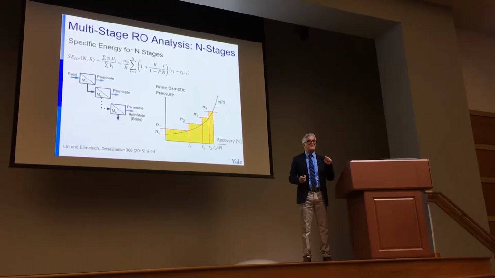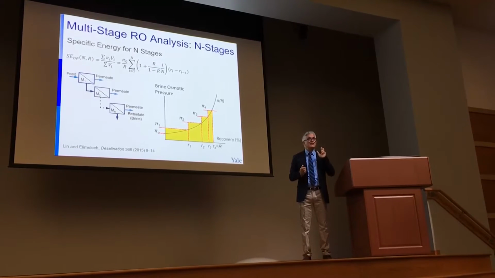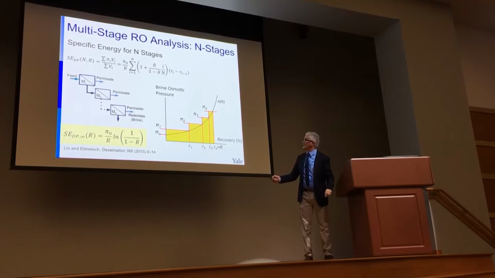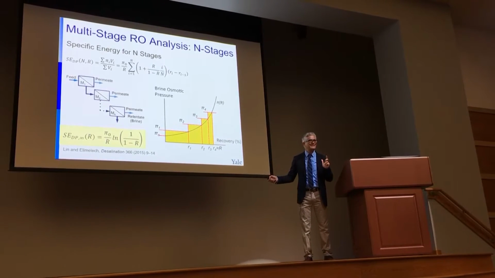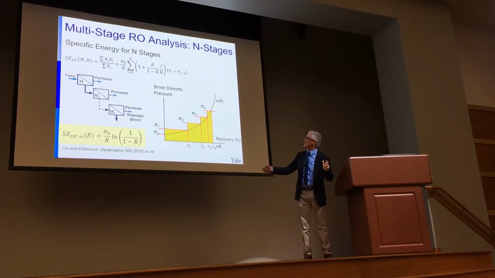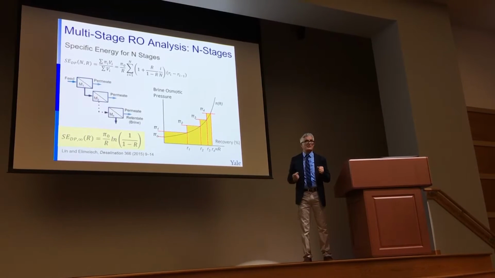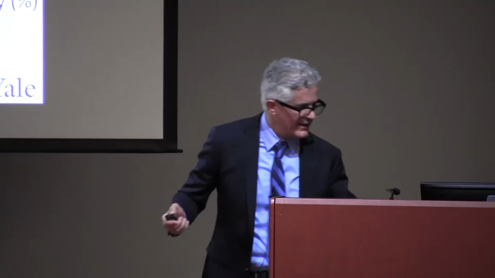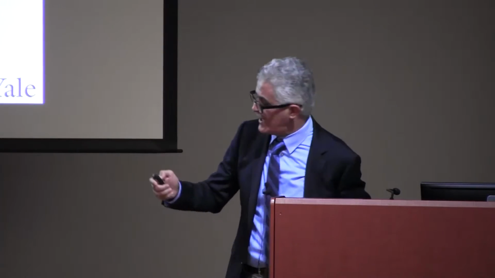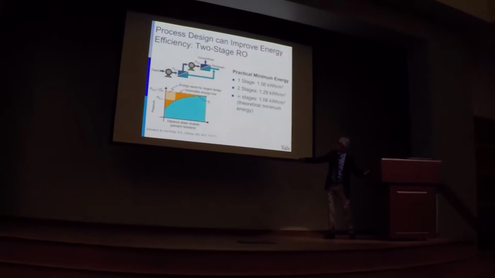And when you work on the mathematics of n stages in series, you recover the equation of the Gibbs free energy of separation, exactly the same equation. So you can prove it mathematically: with an infinite number of stages, you can approach the minimum energy of desalination. Now, I showed you that with more stages, you can reduce the energy. Again, the idea is if you can really find a way to ride on this osmotic pressure curve.